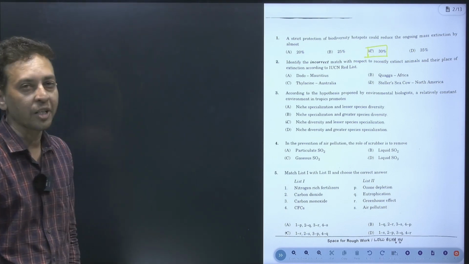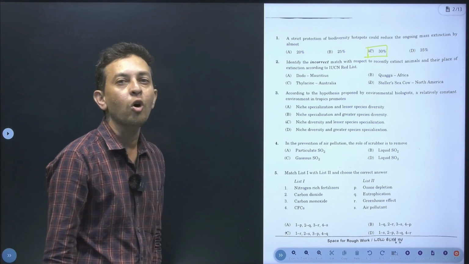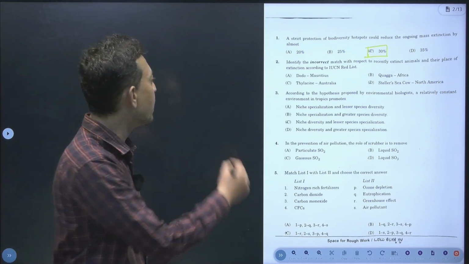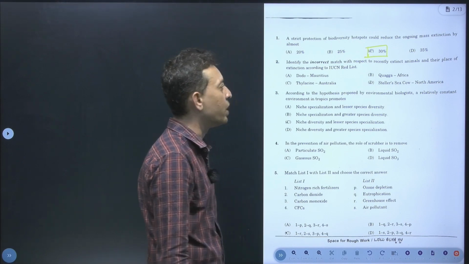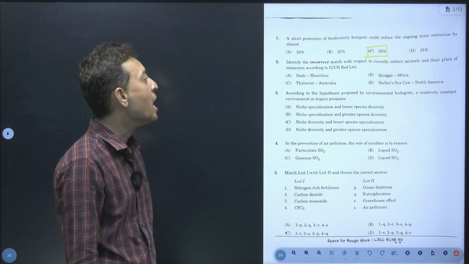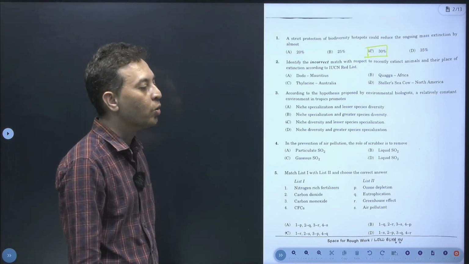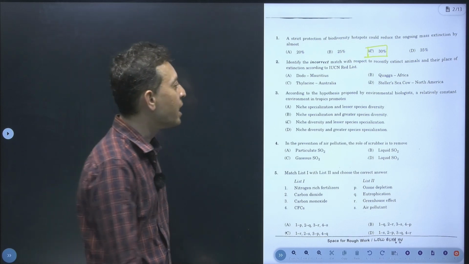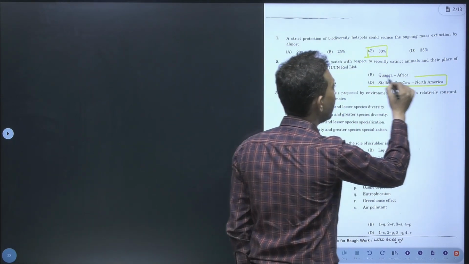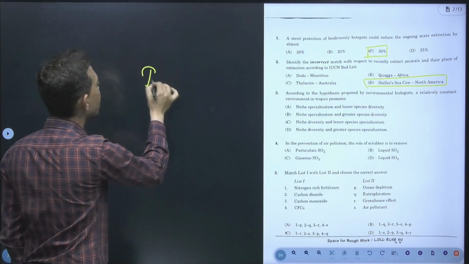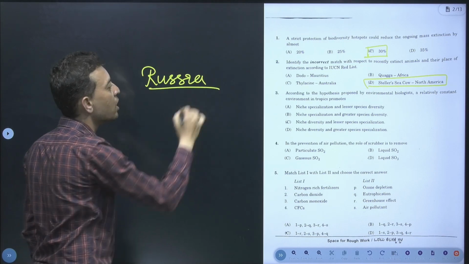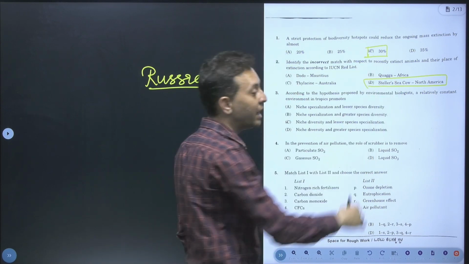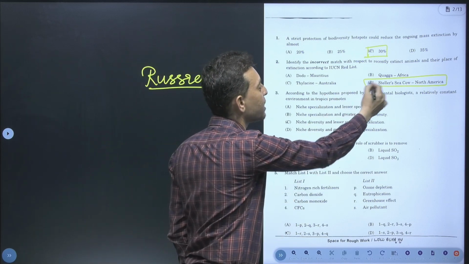Moving on to the next question, they have given 4 options of extinct organisms and their respective countries. Identify the incorrect match with respect to recently extinct animals and their places of extinction according to the IUCN Red Data List. Students, it's a direct question. We all know that the Steller's sea cow is from Russia. It is not from North America. So the incorrect statement is D, so the correct option is D.